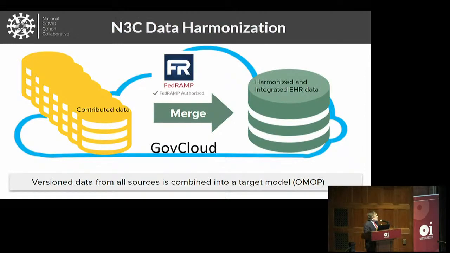So simplistically, it's not rocket science. What we did was take data sets from contributing organizations, merge them, a miracle occurs, and generate a harmonized, integrated set of EHR data that is now, as I said, 10 billion rows and growing. We're growing at about 1% to 2% per week, basically. So we take version data and combine it. It's done in a highly secure, FedRAMP certified GovCloud environment on a data enclave.